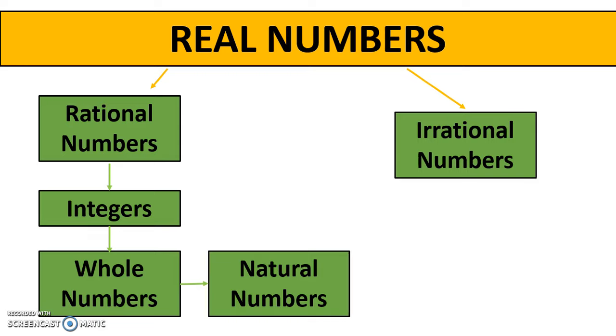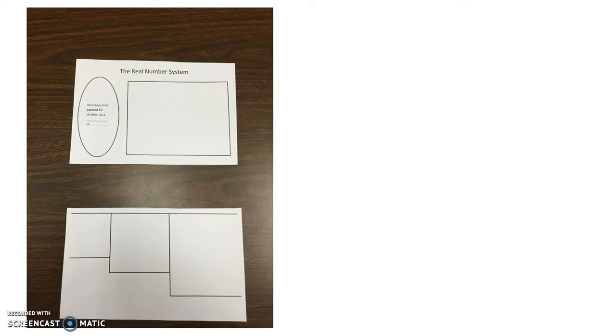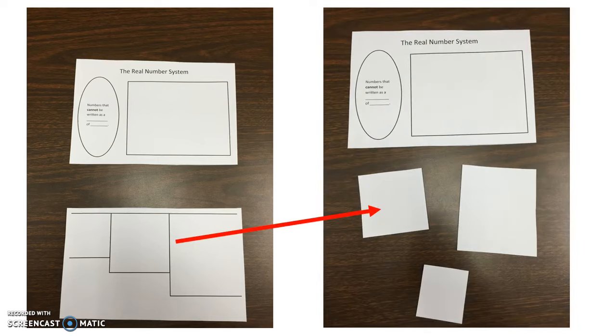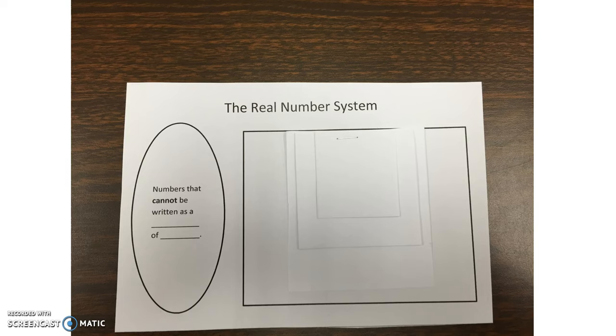So let's take a look a little bit more at what each of these categories of numbers means. You should have a foldable that you have cut in half. You should have cut out each of those squares on the bottom, so you have three pieces. And you're going to take and stack those three squares on top of each other so that the smallest one's on the top. And you're going to staple them all right in the middle of that rectangle on the top half of the page, so you get something that looks like this.